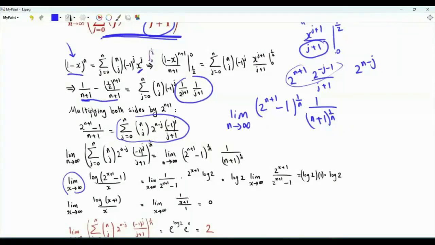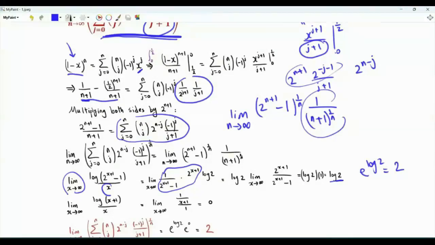The limit as x tends to infinity of log of 2 to the x plus 1 minus 1, over x. The derivative of the denominator is 1. The derivative of the numerator is 1 over 2 to the x plus 1 minus 1, then we have 2 to the x plus 1 times the natural logarithm of 2. As x tends to infinity, this ratio tends to 1. We are left with log 2. E to the log 2 is equal to 2.